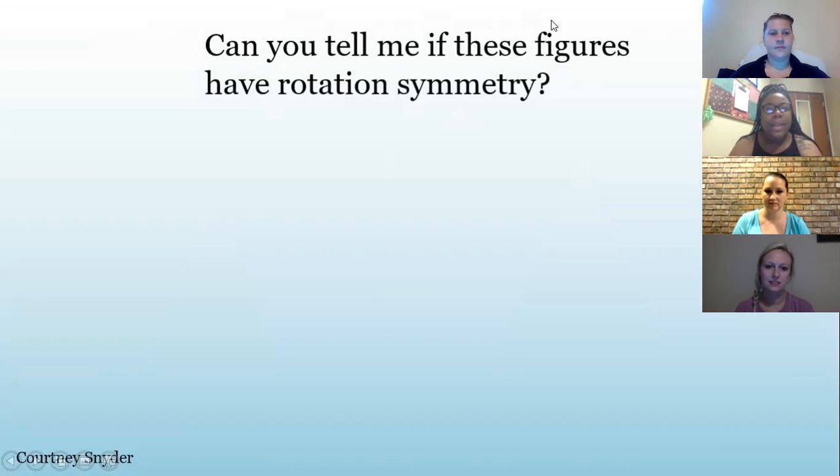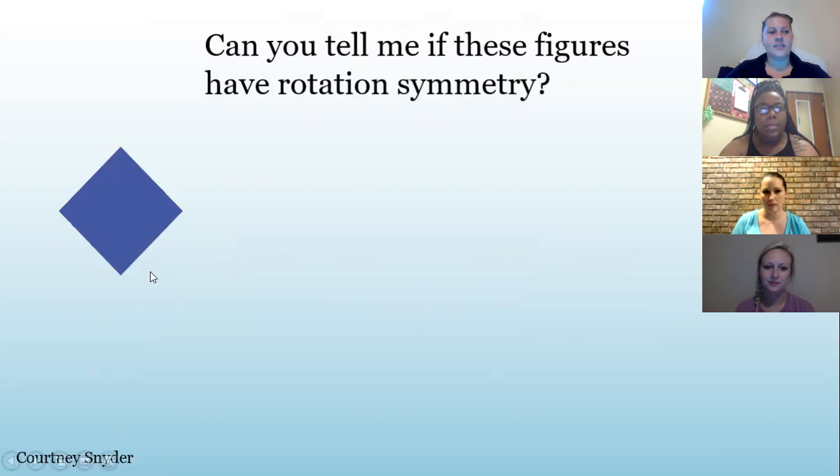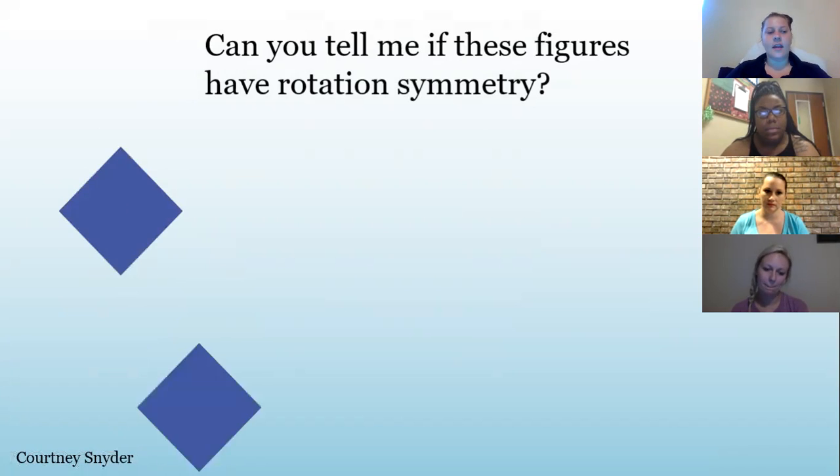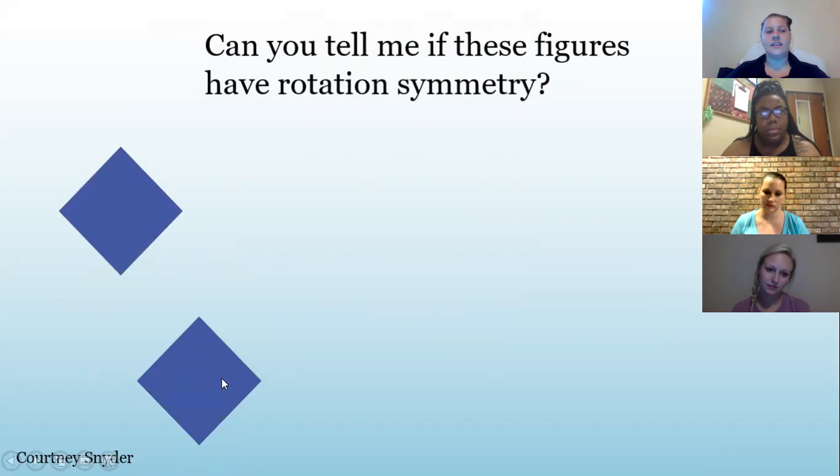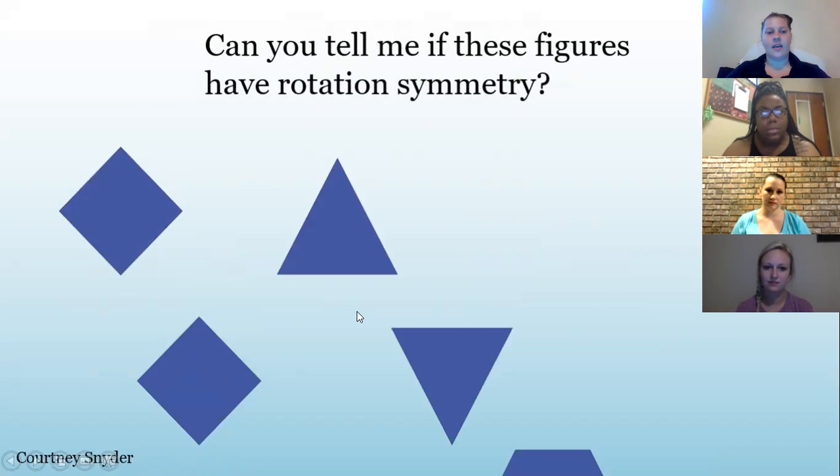Courtney, can you tell me if these figures have rotational symmetry? I sure can. The first figure we're going to start out with is our diamond. And what we know from rotational symmetry is, if I took this diamond right here from this point and turned it 180 degrees, would it look the same? Now with the diamond, it would. When we turn it 180 degrees, this shape is going to look the same afterwards as it did from the beginning. Now we're going to move on to a triangle.